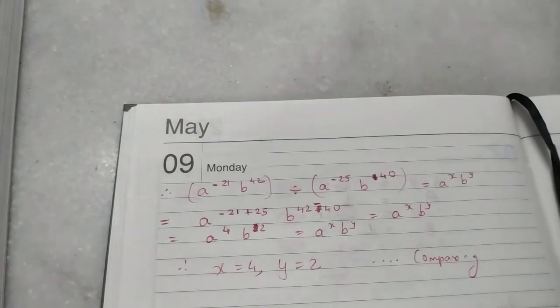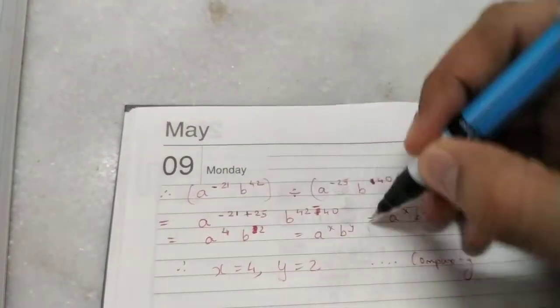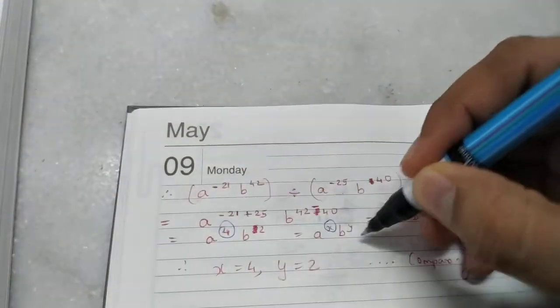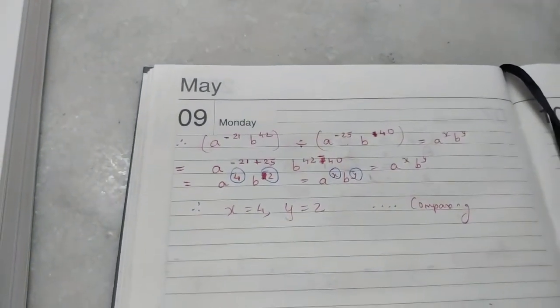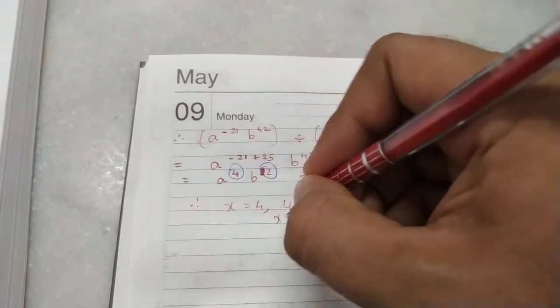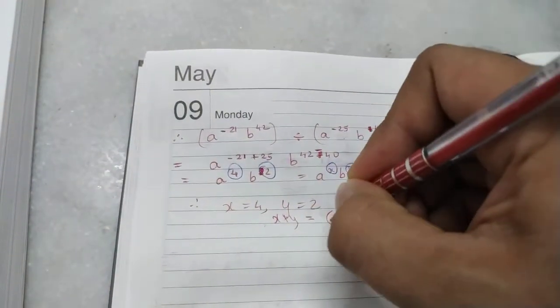Finally, now that we have the same bases, I can say that x is equal to 4 and y is equal to 2 by comparing. So make sure you mention that. But that's not enough. They want the value of x plus y, which comes up to be 6.